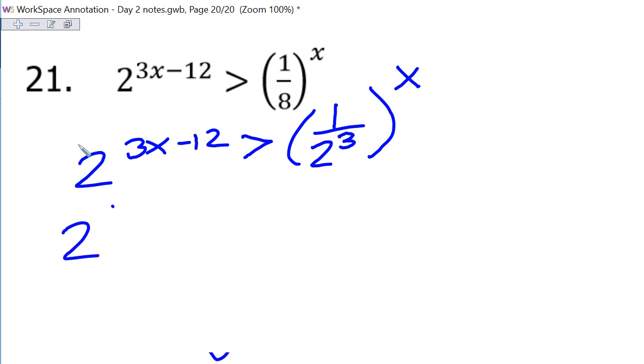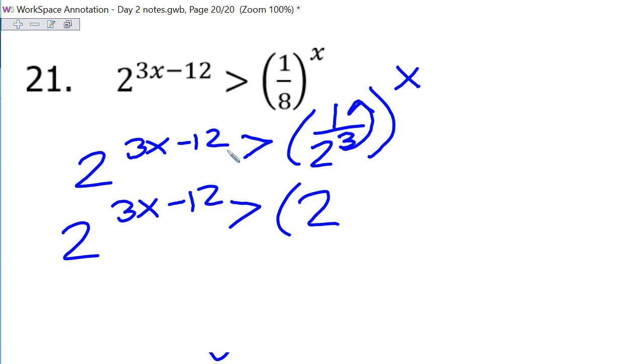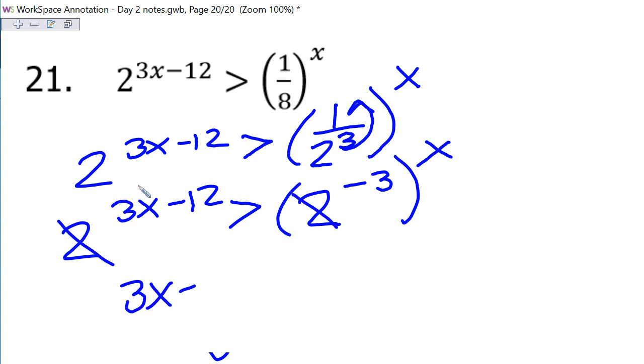To get rid of the fraction, send this to the top, and when I send it to the other side, what happens to that 3? Changes to negative 3. What happens with my 2's? They cancel. So this would be 3x minus 12 is greater than, what do I do with the negative 3 and x? Multiply, so negative 3 times x would be negative 3x. What's next?